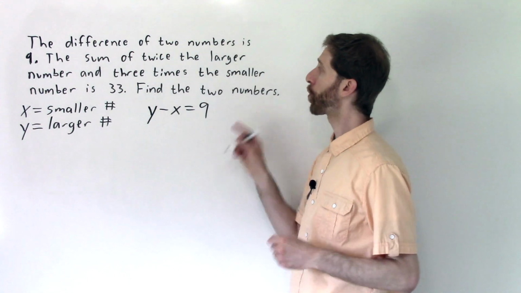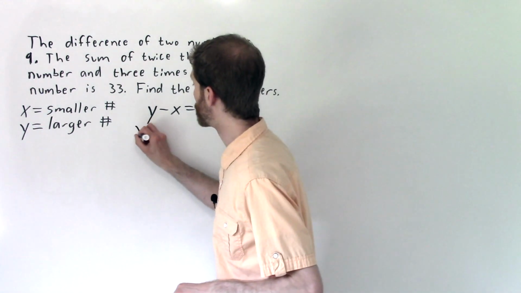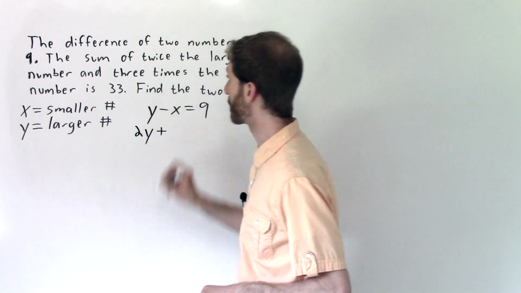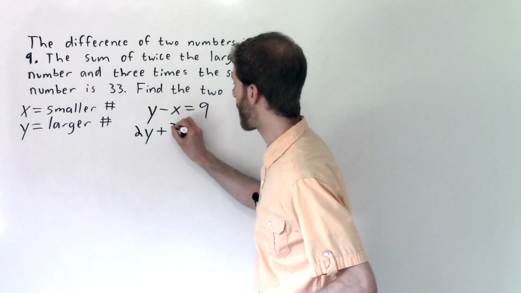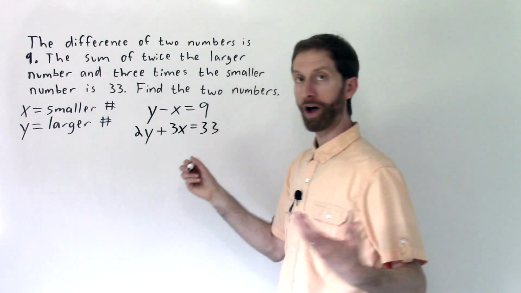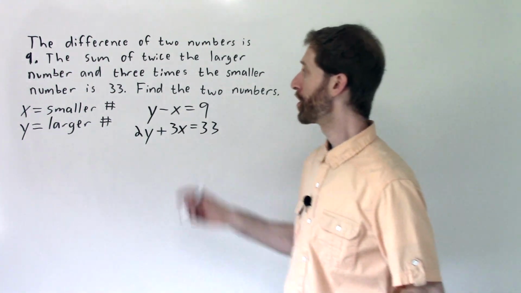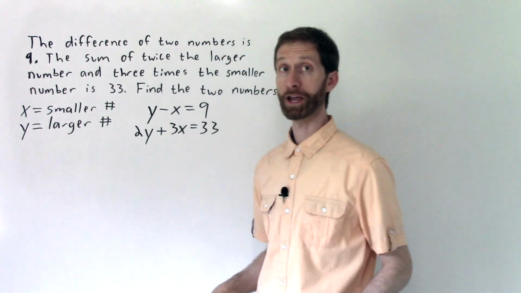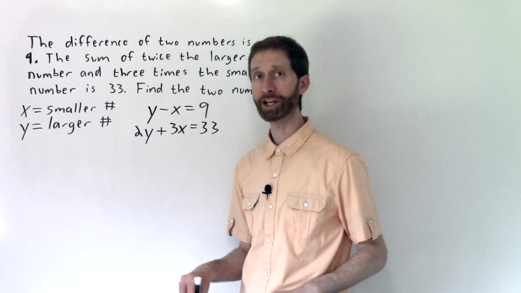The sum of twice, so the sum means we're going to add things, twice the larger number, so that would be 2 times y, and we're summing them, and 3 times the smaller number, 3 times x, is 33. Oh, dudes, we're done. That's it. We've got our system of equations, we've defined our variables, we're in good shape. Another public service announcement again, reminding you, that's what you got to get good at getting to.